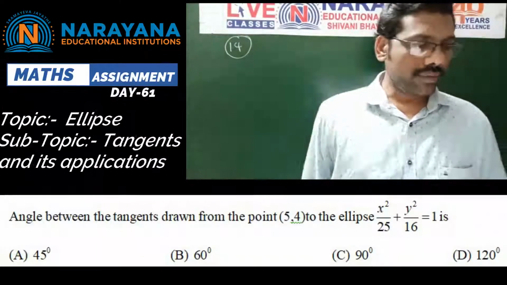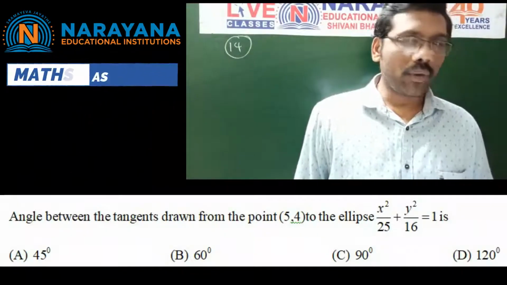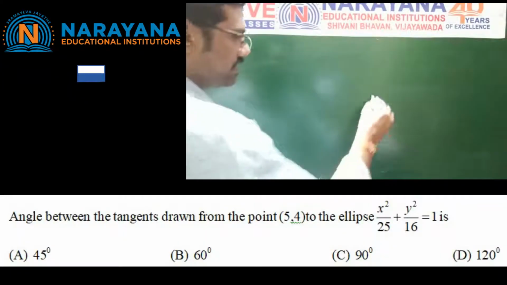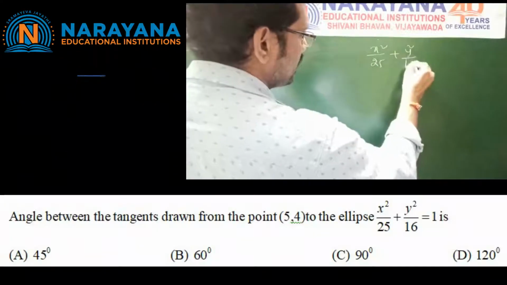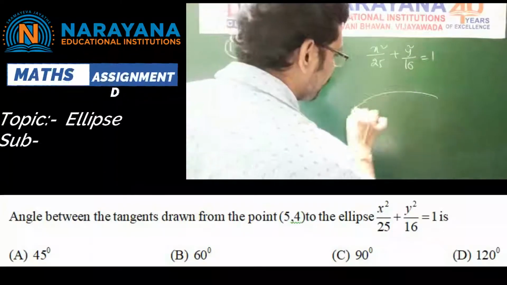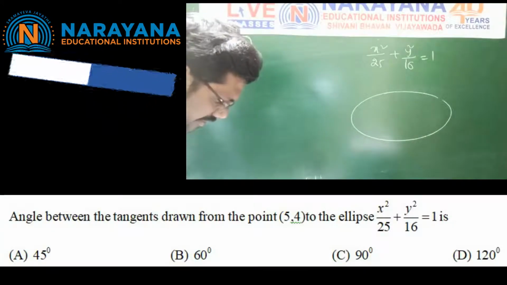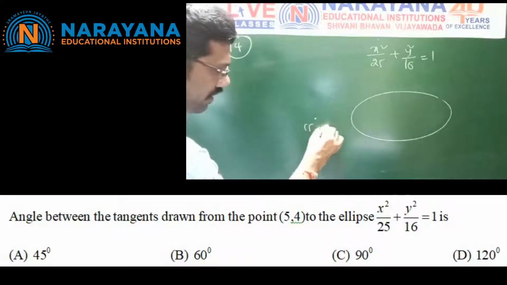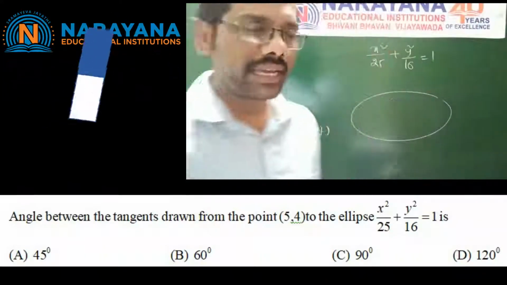This is question number 14. Angle between the tangents drawn from the point (5, 4) to the ellipse x square by 25 plus y square by 16 is equal to 1. This is the ellipse, and this point is (5, 4). Now you have to find the angle between the tangents drawn from the point (5, 4) to the ellipse.